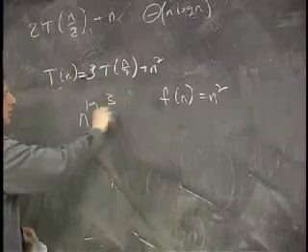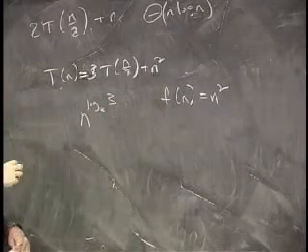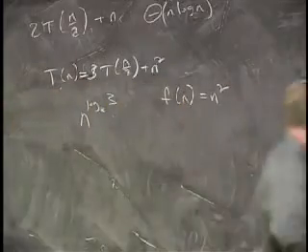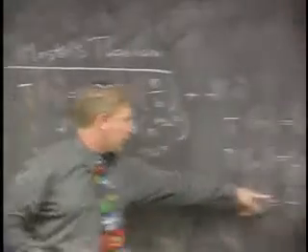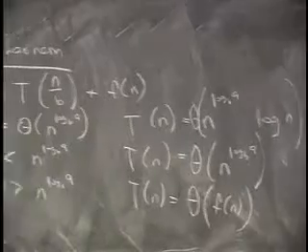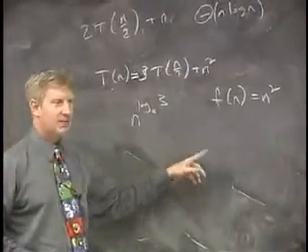Let's do some examples. Which one of these is bigger? N squared is bigger. Therefore, this should be big theta n squared. So the answer to your question is probably where I said take my word for it.